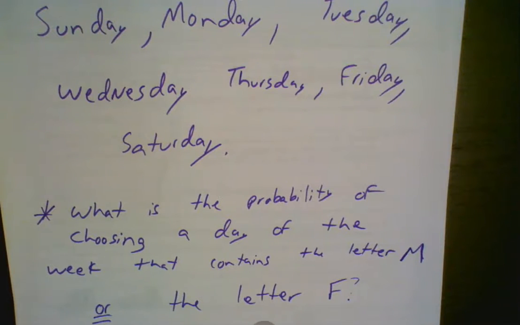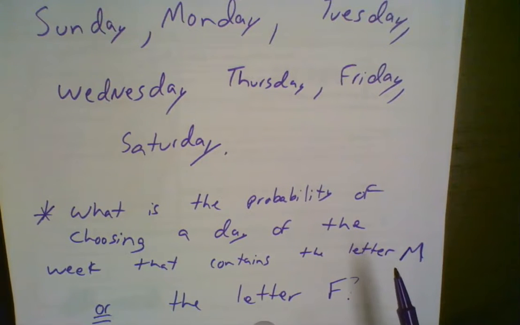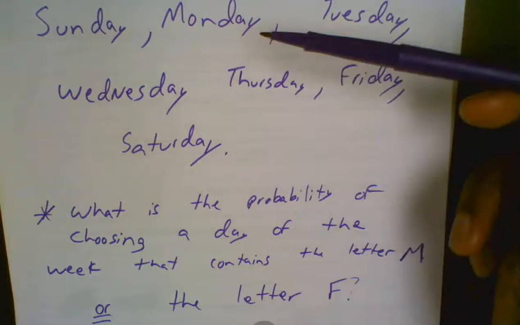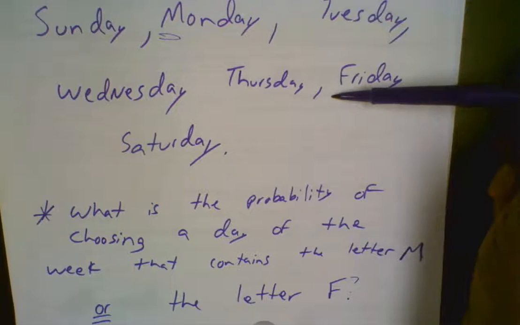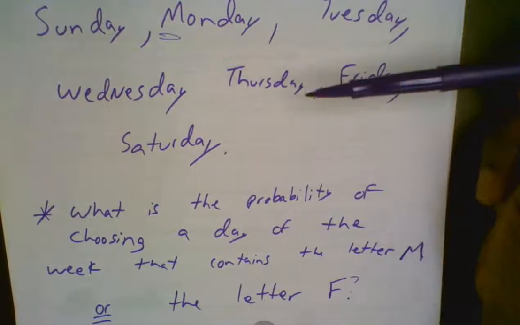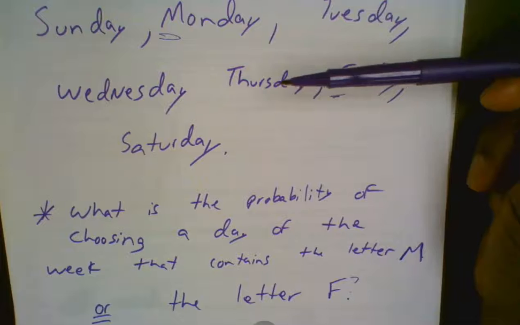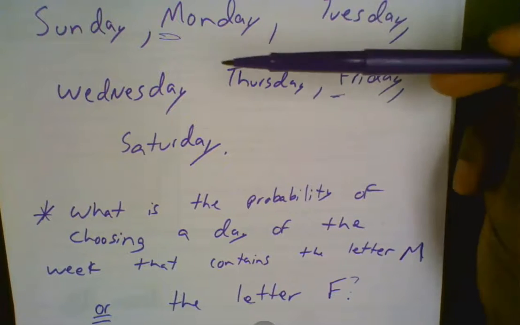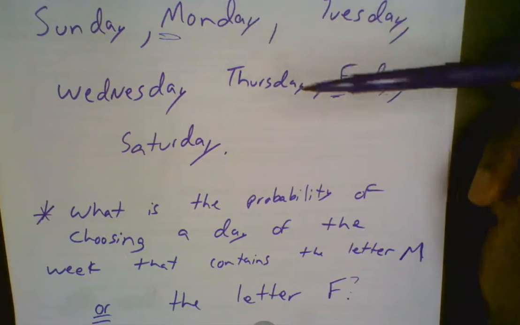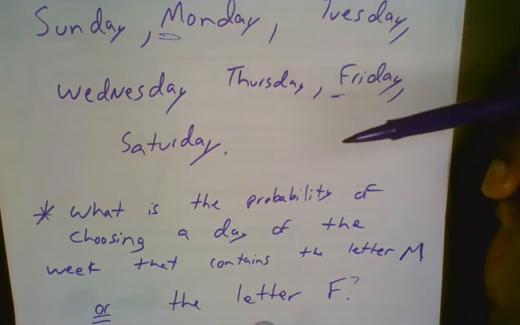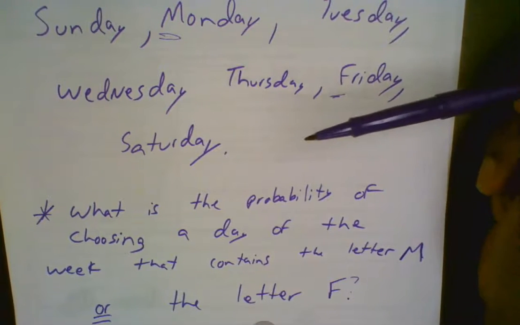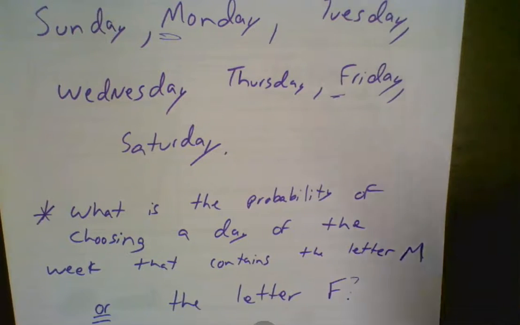So we first decide whether or not these events could actually happen at the same time. Like, could we choose a day of the week that has both the letter M and the letter F in it? And the answer is no. There are no days of the week that have both letters. So these events happen independent of each other. You can't have them both happen at the same time. So we say these are mutually exclusive events because one can't happen at the same time as the other.